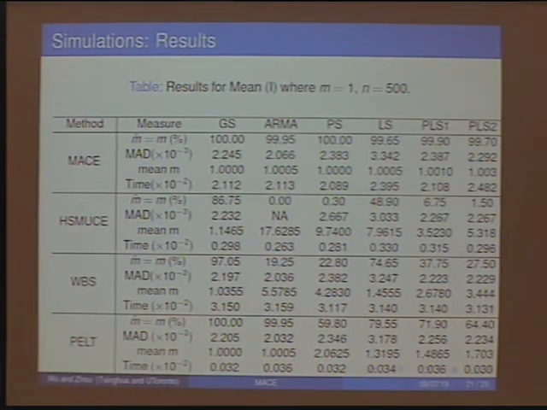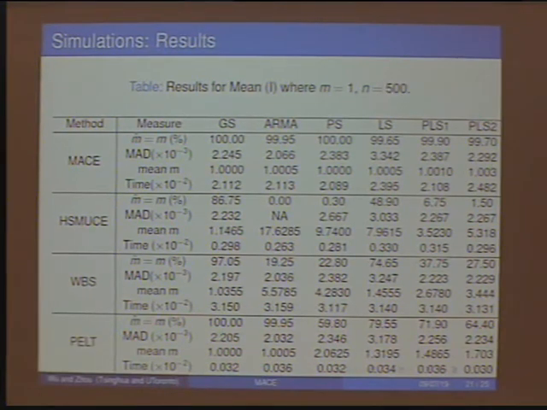You can see that for stationary, IID error, H-smooth is not performing very well, but WBS and PELT are performing okay. And MACE is performing okay too. The MAD talks about the accuracy of the estimation. For IID errors, the accuracy of MACE is very similar to WBS and PELT and also H-smooth. So in other words, the accuracy is quite okay.